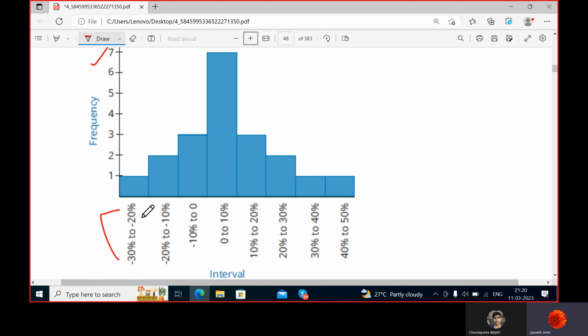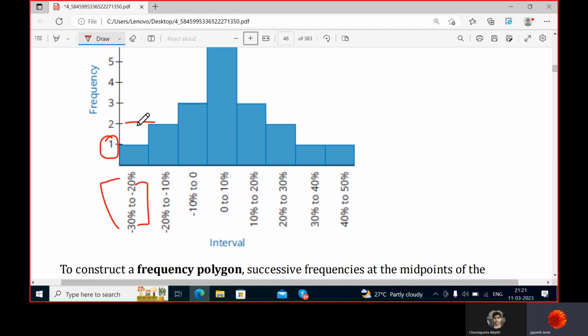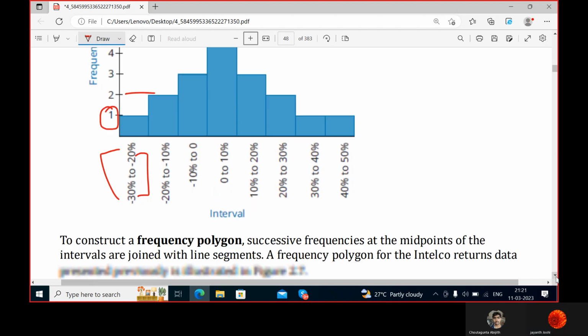From minus 30 to minus 20, how many times were the returns repeating? Only one time, because only one of the observations lay in this interval, and that is here. In this interval, two observations lay, and we see seven observations here. So this is a normal histogram which tells you about the occurrence of the returns in this particular range.